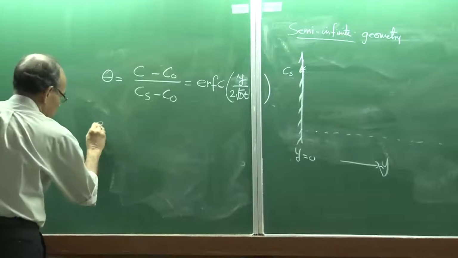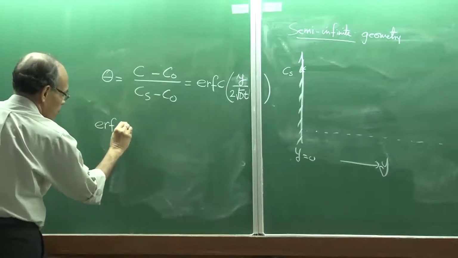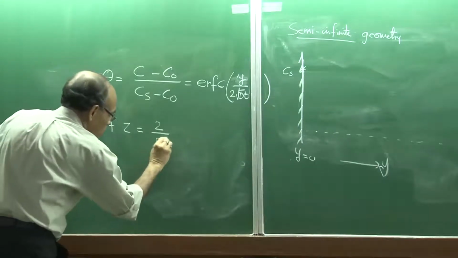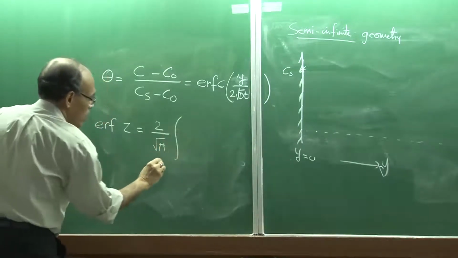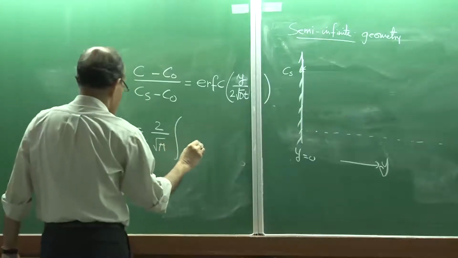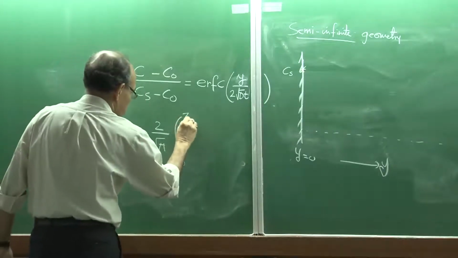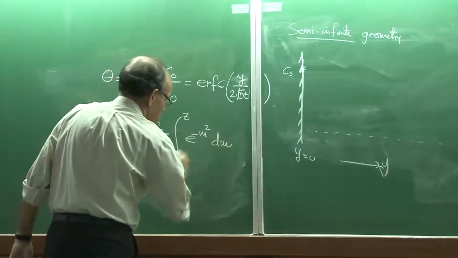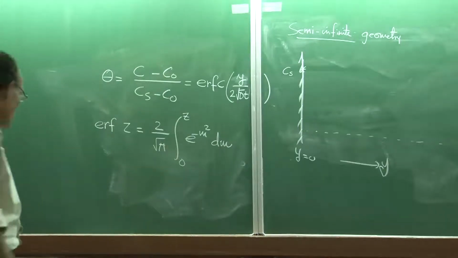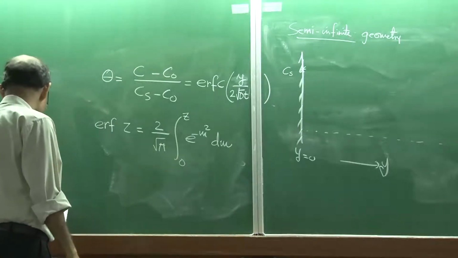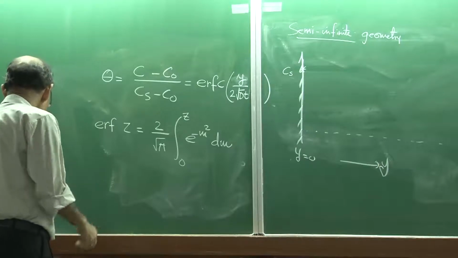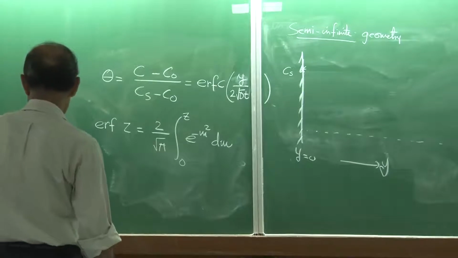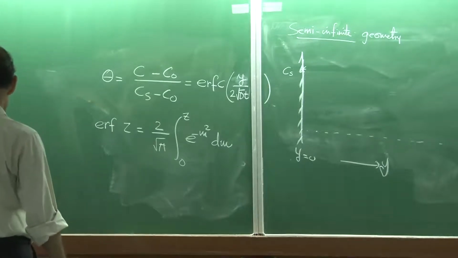And you all know, I have already given, I think, the error function of z essentially is 2 over square root of pi and then integral 0 to z e to the power minus m square. That's the error function definition. Just check if I have written. Yes. Error function z is equal to.